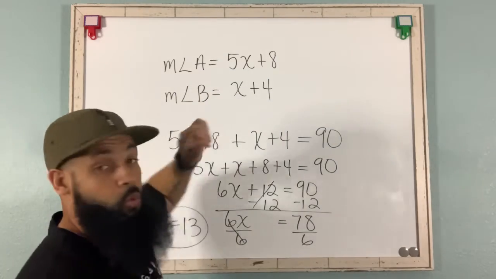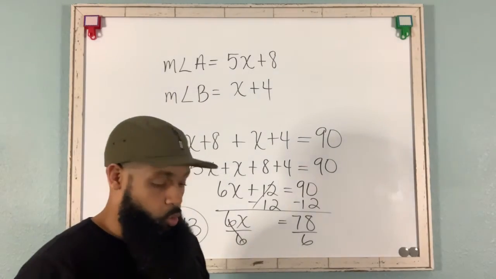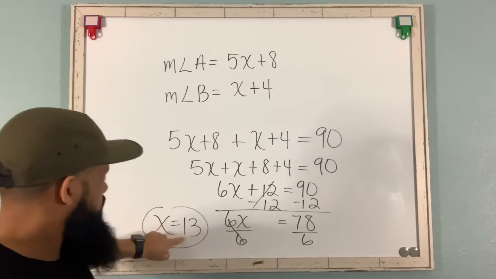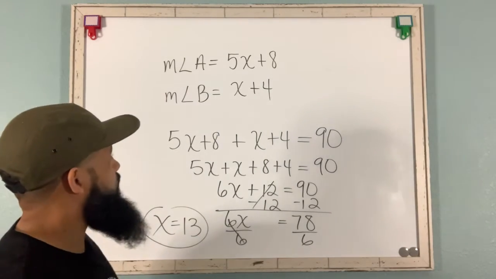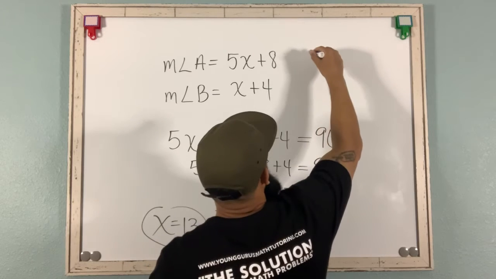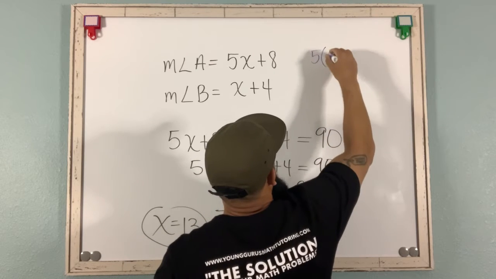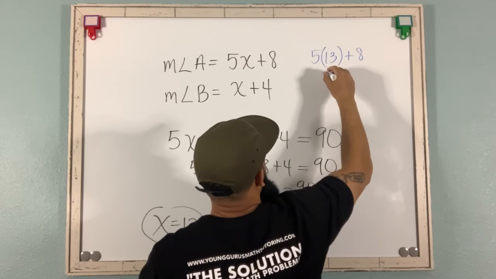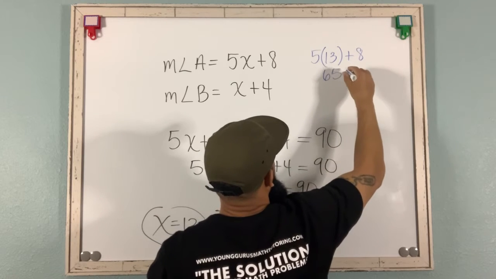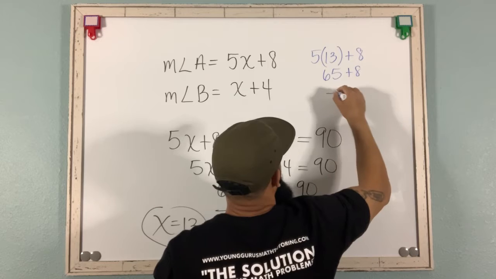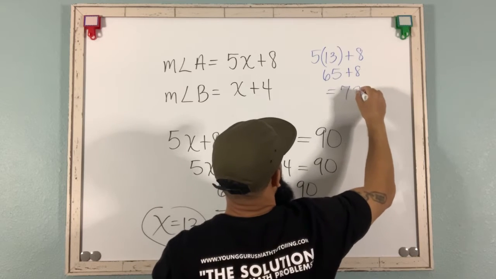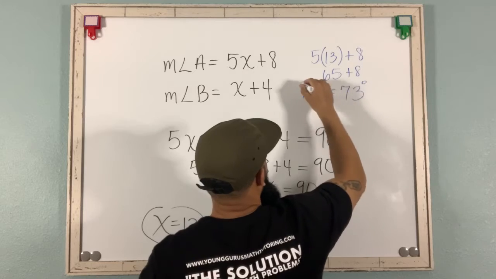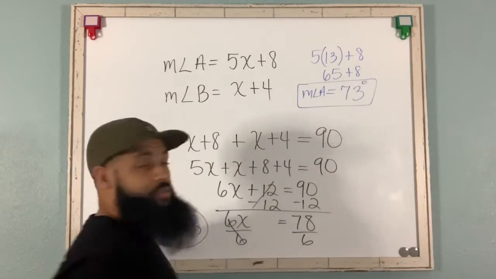We need to figure out what is the measure of angle A, what is the measure of angle B. How do we do that? We substitute the 13 back in for x. So here what we have is 5 times 13 plus 8, which is 65 plus 8. So that equals 73 degrees. All right, so the measure of angle A equals 73 degrees.